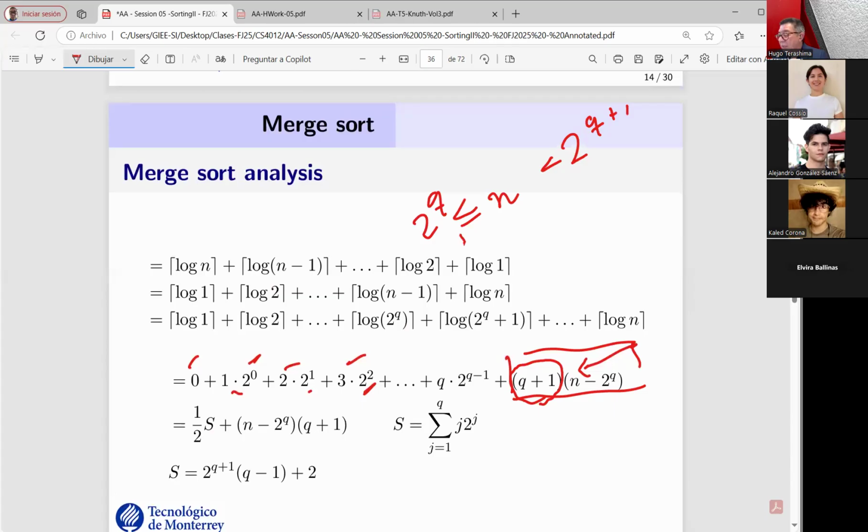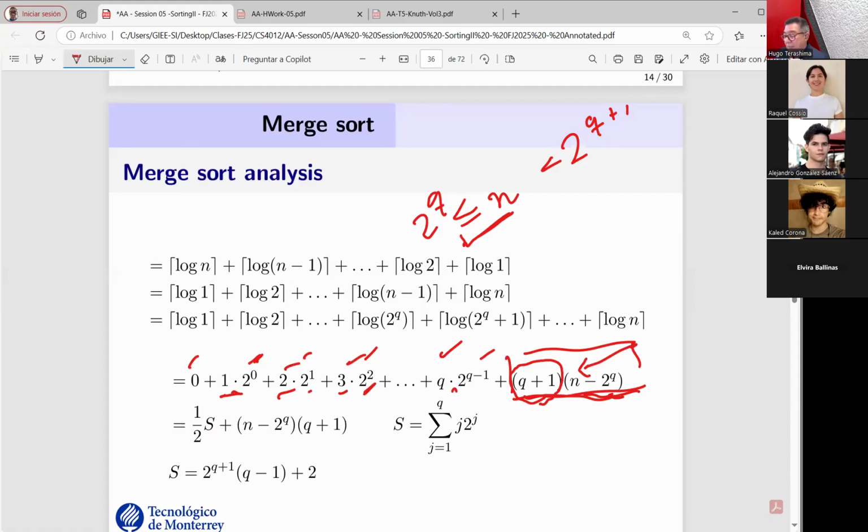All the values from here to n. How many? n minus 2 to the q. And the others I have 1 with 2 with 3, and it's increasing by powers there, up to what? q times 2 to the q minus 1 plus the remaining number. So I'm counting all of them together, right?